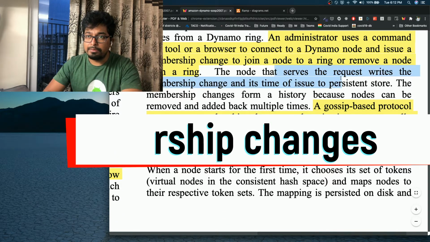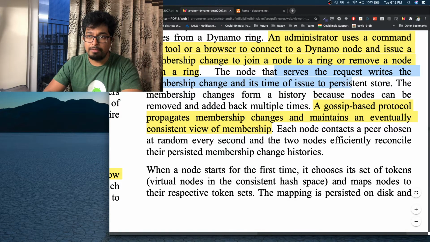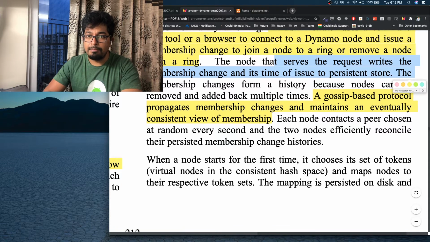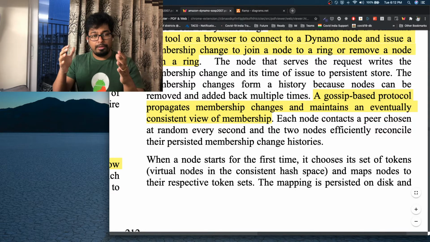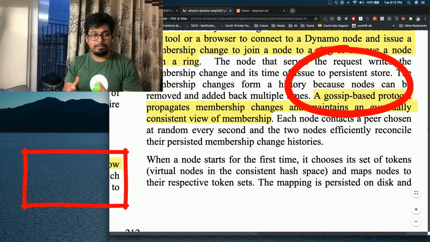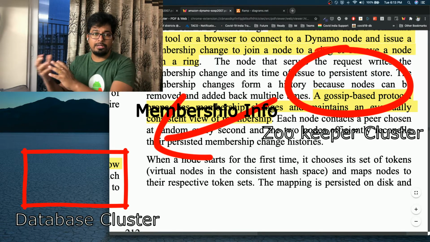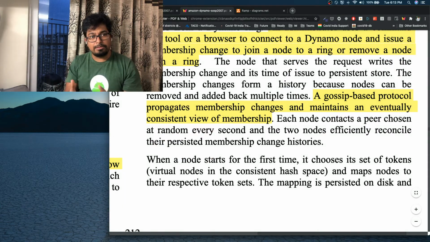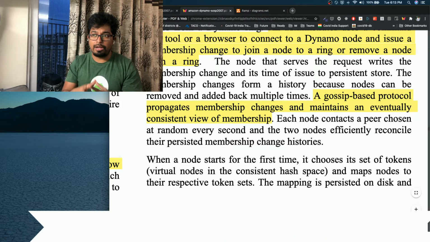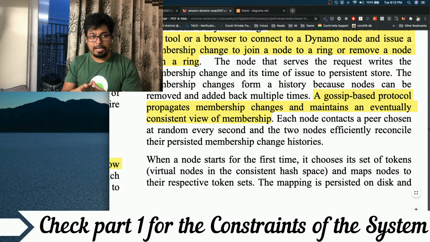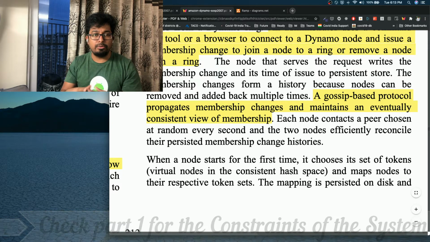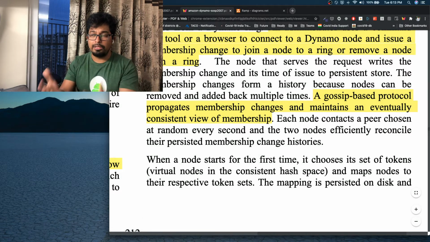The node that serves the request writes the membership change and its time of issue to a persistent store. The membership change forms a history because nodes can be removed and added back multiple times. In some database systems, you have something like ZooKeeper which keeps the membership history. So ZooKeeper is a central list of servers which keeps the membership information of the cluster, which key belongs to which machine. For Dynamo, we decided that we will not have this single point of failure. Instead, all machines should equally share the data. And that is what this paper is saying.